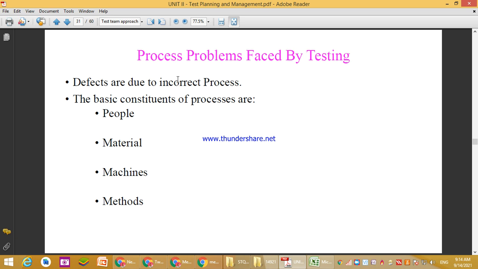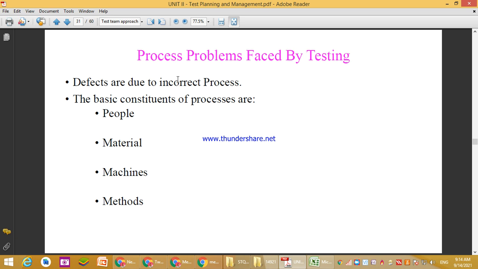Then the machines may also fall under the category of material, we can say, or hardware. If machines are low quality, meaning if we have used low quality ICs over there, right, low quality material to build the hardware part, then that also creates a problem.